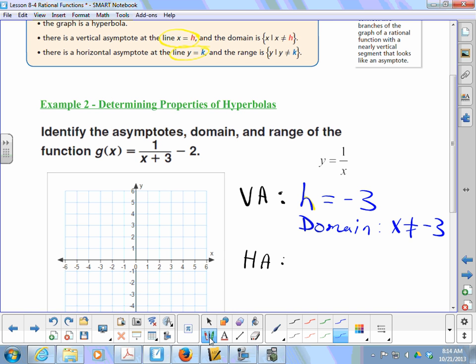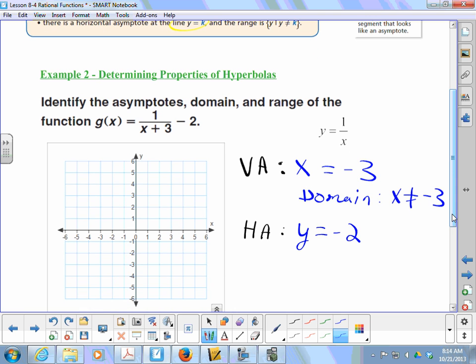Abby, what's the value of k? Negative 2. So my horizontal asymptote is going to be that, and I just wrote that wrong. My apologies. This should have been x, not h. X equals negative 3. Sorry. So my horizontal asymptote k is negative 2, so I'm going to say y equals negative 2 for my horizontal asymptote. And I'll say the range then is that y cannot equal negative 2. Okay. Because the graph does not exist there because of the horizontal and the vertical asymptote.